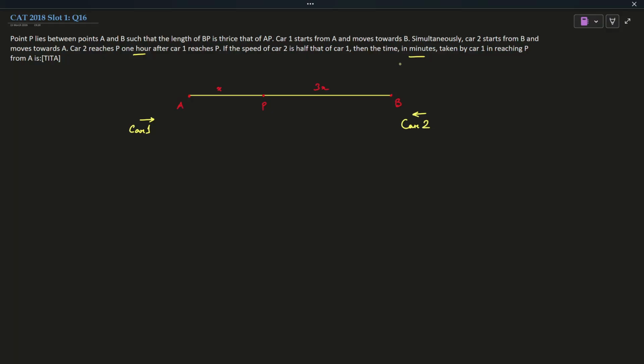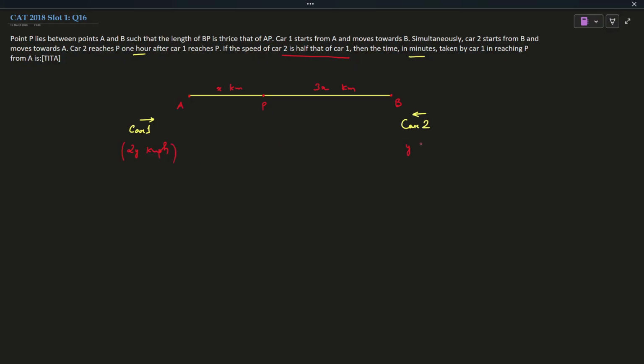Okay, taken by car and reaching from. Okay, guys. So let's say this is x kilometer, this is x kilometer, this is 3x kilometer, and speed of car 2 is half that of car 1. Let's say the speed is 2y kilometer per hour.